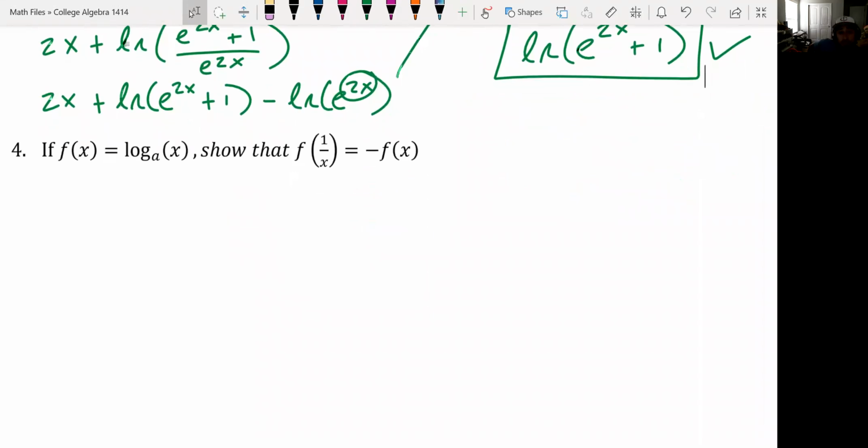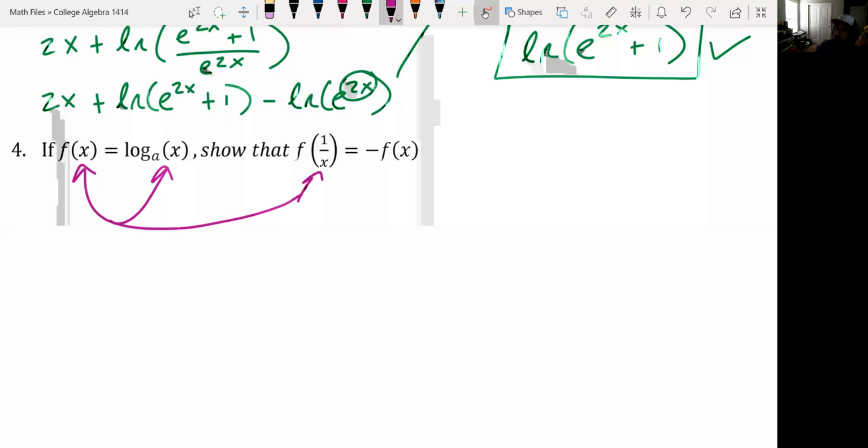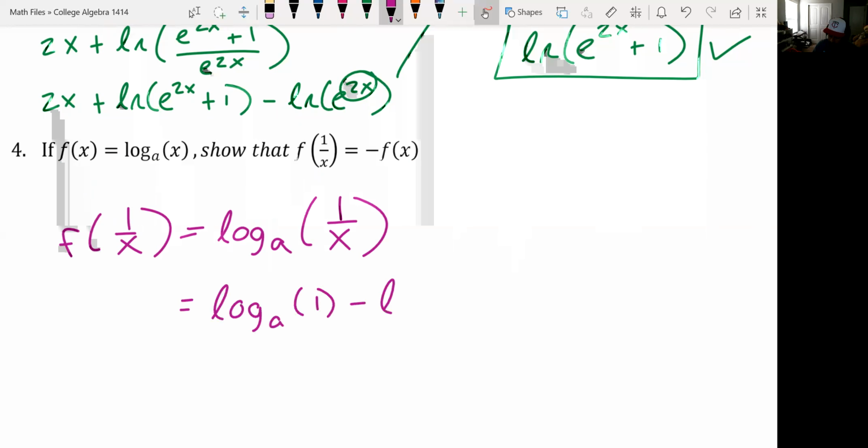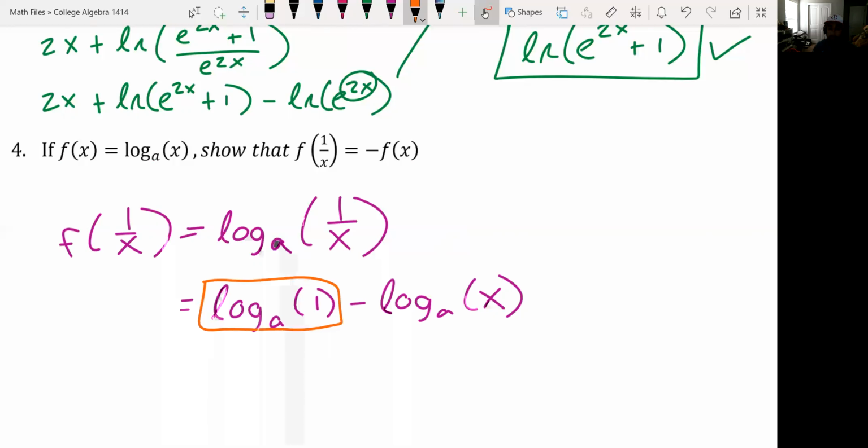Last one. If f of x equals the log base a of x, show that f of 1 over x is equal to negative f of x. So this just says take 1 over x and plug it in for x into this function, and let's see what happens. So f of 1 over x would give me the log base a of 1 over x. And now if I expand this by quotient to difference, you'd get log base a of 1 minus log base a of x. But remember that log base a of 1 is 0.